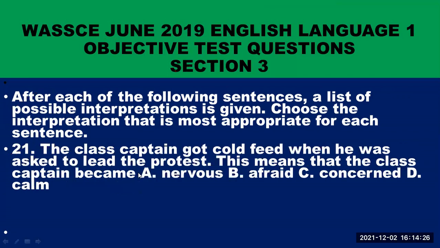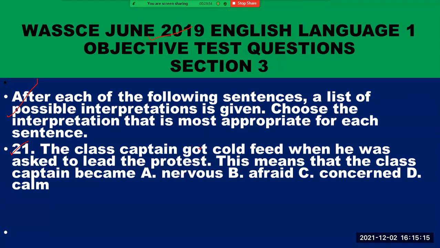Now let's go straight to 2019. Now take note that this is WASSCE June 2019, section 3 objective test questions. Now the instruction is the same. After each of the following sentences, a list of possible interpretations is given. Choose the interpretation that is most appropriate for each sentence. Again, you see the topic is sentence interpretation. And again, this section 3 begins at question number 21. The same thing we saw in 2020. Now I read the question.